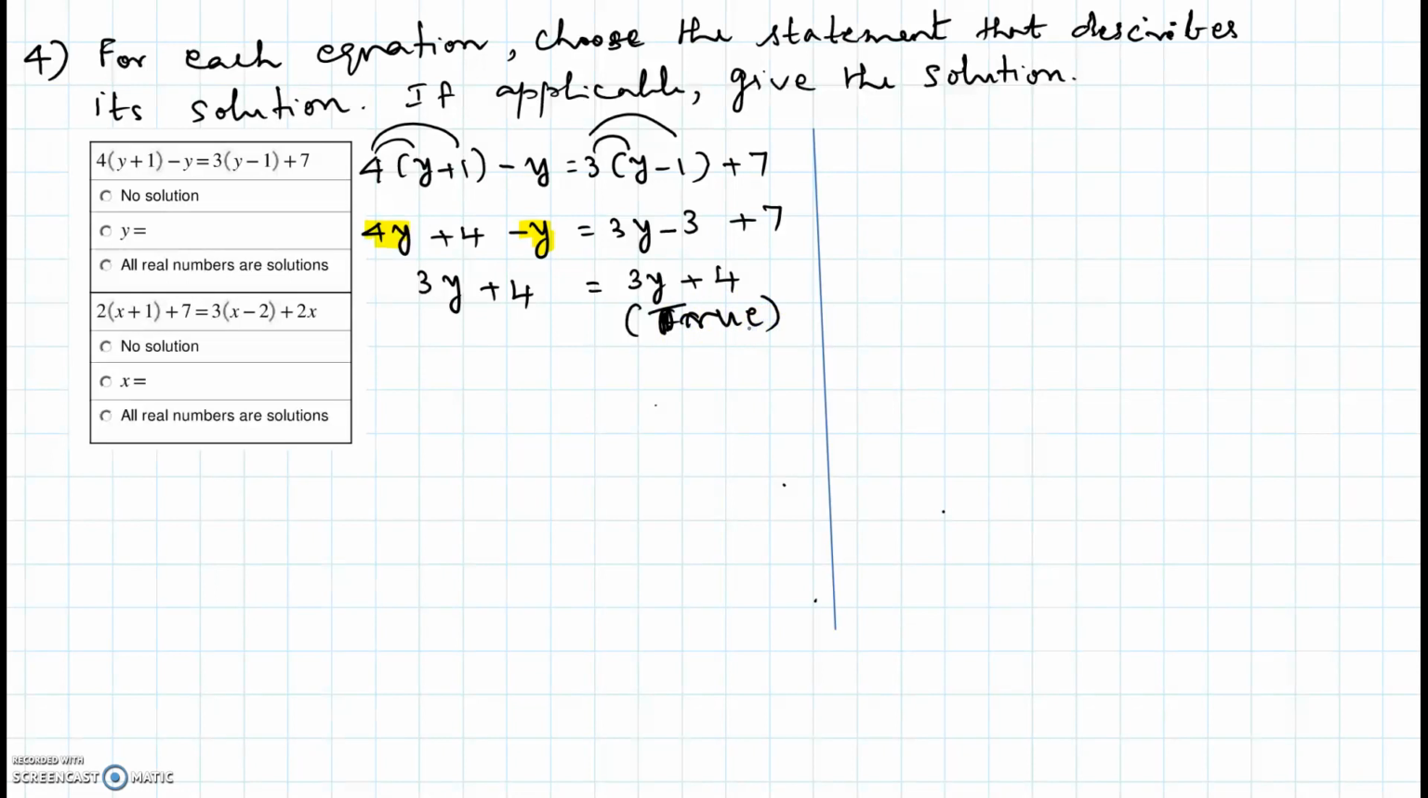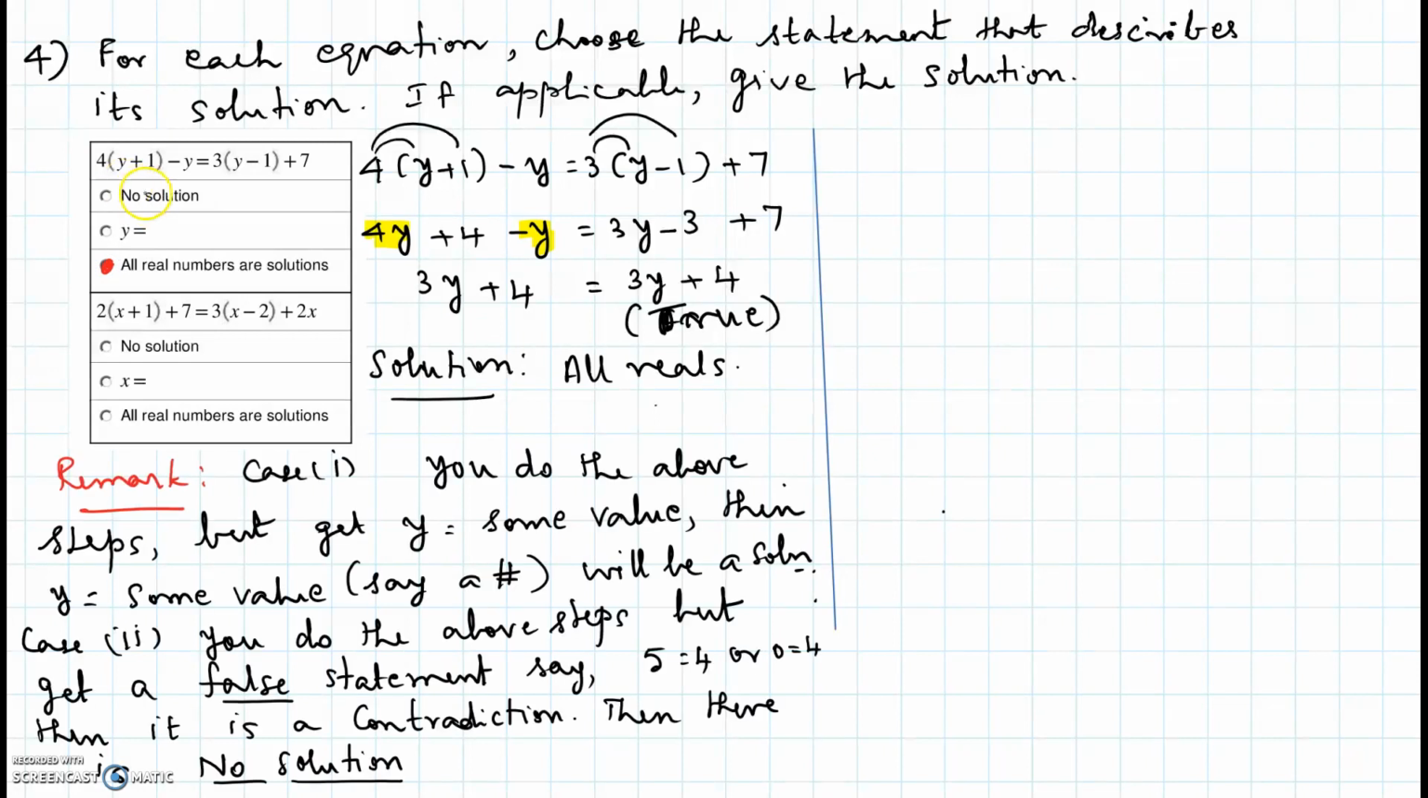If you get a true statement, then the solution will be all reals. So in this particular problem, all real numbers are solutions. So what are the other possibilities for a problem? Like when do you have y equal to something or no solution?